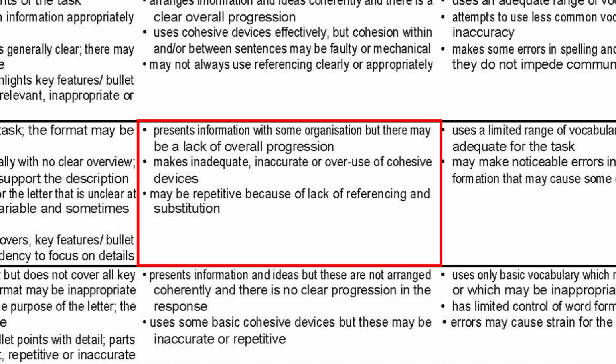Makes inadequate, inaccurate, or overuse of cohesive devices. May be repetitive because of lack of referencing and substitution. So coherence and cohesion which ki ho raha hai? ਜਿਹੜਾ ਕੁਝ ਲਿਖਿਆ it's not making sense. ਉਹ ਇੱਕ ਦੂਜੇ ਨਾਲ ਇੰਨਾ ਵਧੀਆ ਲਿੰਕ ਨਹੀਂ ਹੋ ਰਿਹਾ. ਪੈਰਾਗ੍ਰਾਫਿੰਗ ਦੀ ਜਿਹੜੀ ਟੈਕਨੀਕ ਹੈਗੀ ਆ it's not that well established. ਠੀਕ ਹੈ, ਉੱਥੇ ਮਾਰ ਖਾ ਰਹੇ ਆ. ਤੇ finally the words are repetitive. ਠੀਕ ਹੈ, ਉਹਨਾਂ ਕੋਲ ਐਡੀ ਵੱਡੀ ਉਹ ਨਹੀਂ ਹੈਗੀ, like linking words ਨਹੀਂ use ਕਰ ਰਹੇ, pronounce ਨਹੀਂ use ਕਰ ਰਹੇ. That's where they're losing points as well.